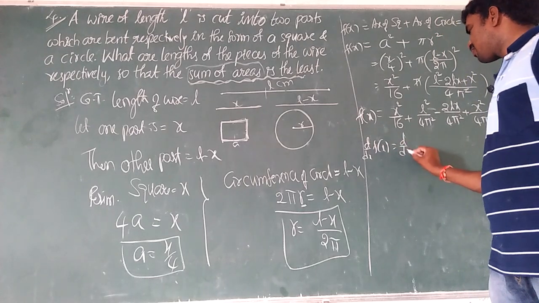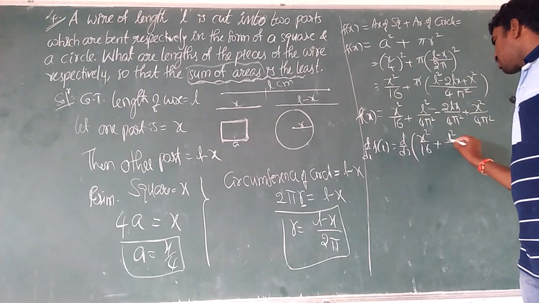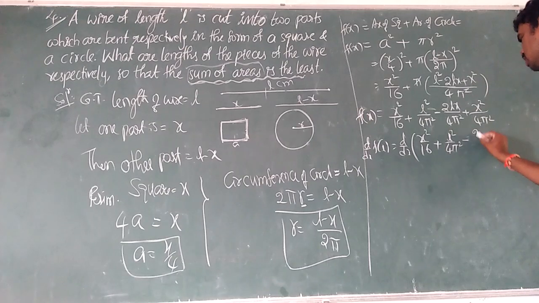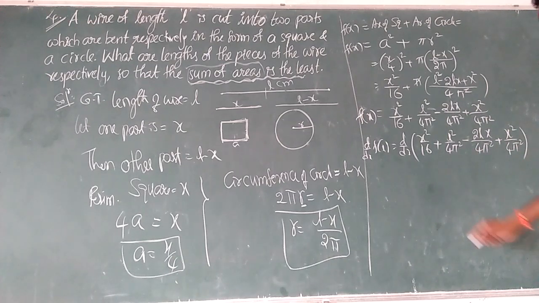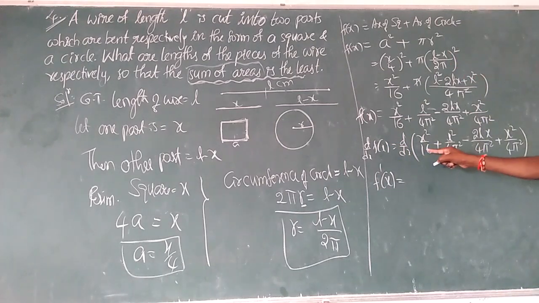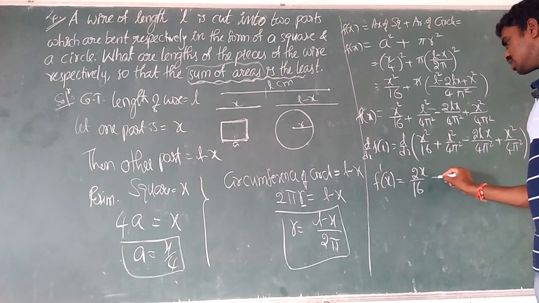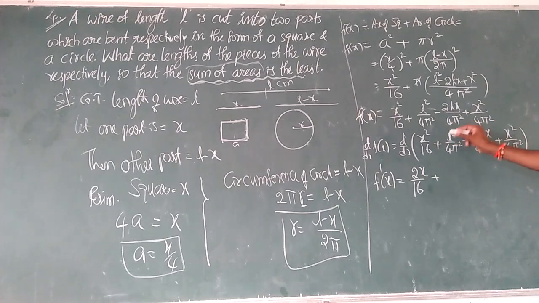So d by dx of this function, x square by 16 plus L square by 4 pi minus 2Lx by 4 pi plus x square by 4 pi. See, f of x derivation means f dash of x, and here 16 is constant. x square derivation is 2x, so 2x by 16. Here this is a completely constant term, so there is no variable in this, so the derivation of this term becomes 0. Is it clear? Of course, here 2 and 2 will be cancelled.